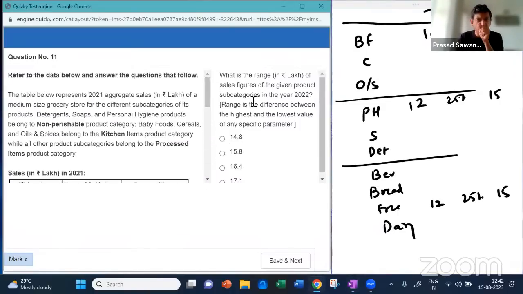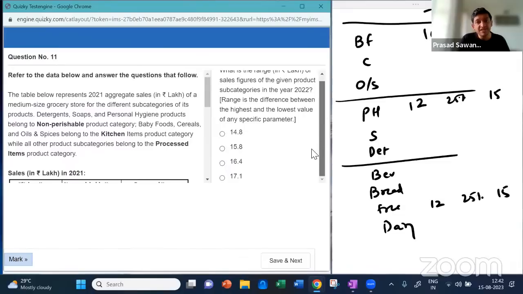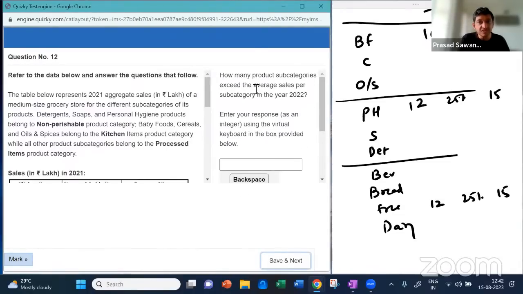Now what is the question? Range in lakh of sales figures for the given product subcategories, highest and lowest. अच्छा, every subcategory का range निकालना है. Oh, ठीक है. Let's see. आ जाएगा आंसर इसका. How many product subcategories exceed the average sales per subcategory in the year 2022? Okay, तो entire sale divided by the number of 3, 3, 4, 10 करके निकालना पड़ेगा. ठीक है.